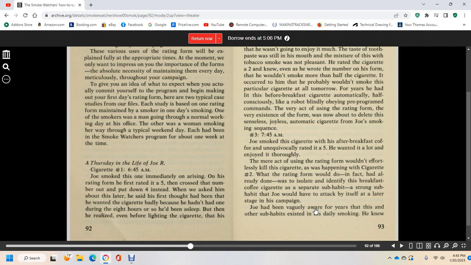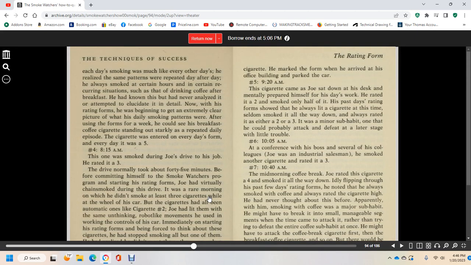Joe had been vaguely aware over the years that his other sub-habits existed in his daily smoking. Each day's smoking was very like every other day, and he realized the same patterns repeated day after day. He always smoked at certain hours and in certain recurring situations, such as drinking coffee after breakfast. He had known this, but never analyzed it in detail. But now, with the rating form, he had an extremely clear picture of what his daily smoking patterns were. After using the forms for a week, the breakfast coffee cigarette stood out starkly. It was repeated daily, entered on every day's form, and every day it was a 5.